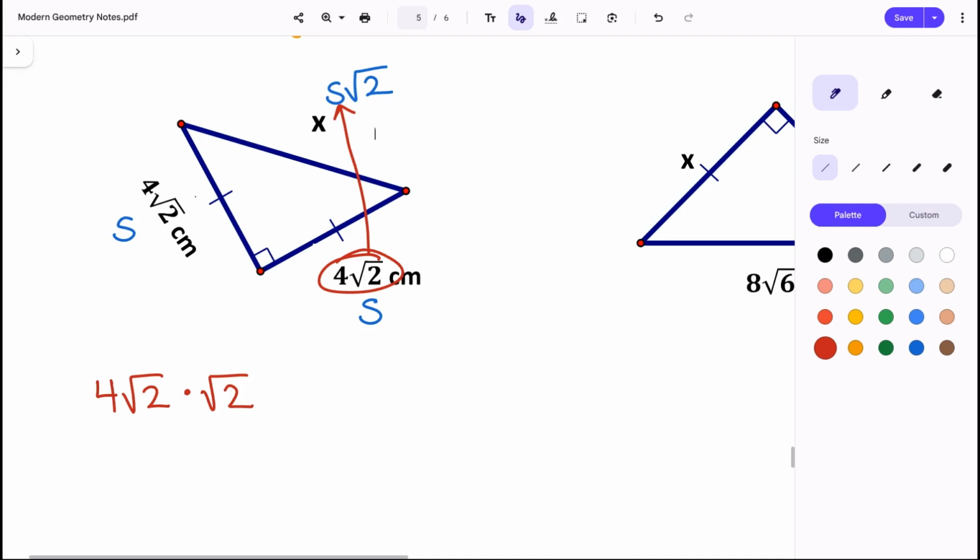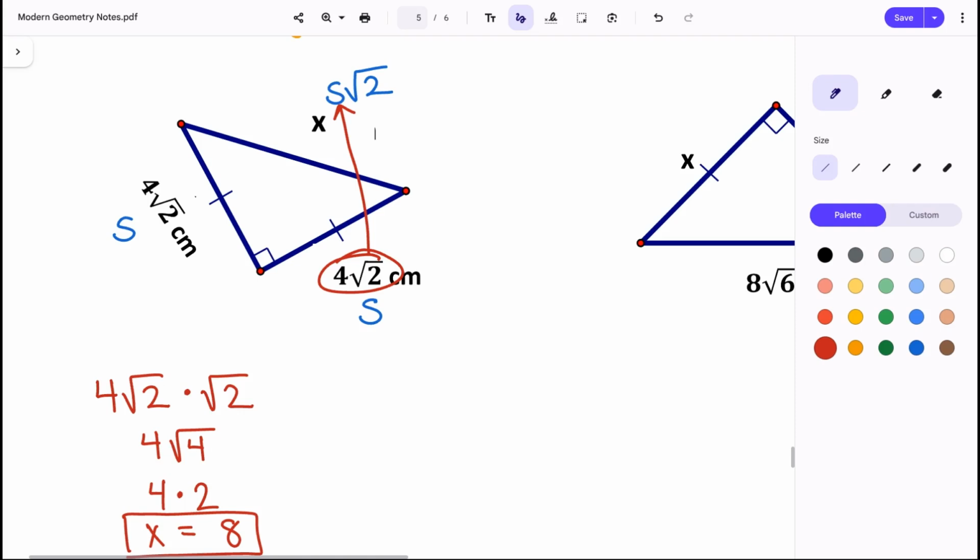Now let's think through what happens here. If they're underneath the square root sign, remember that we can put them together. So what's 2 times 2? Good, 4. That's still underneath the square root sign. What is the square root of 4? Good, it's a 2, and you have to take that times the 4 that was already sitting out front. So what do you get for an answer here? Good, 8. And so that would be your x. That x side would be 8.